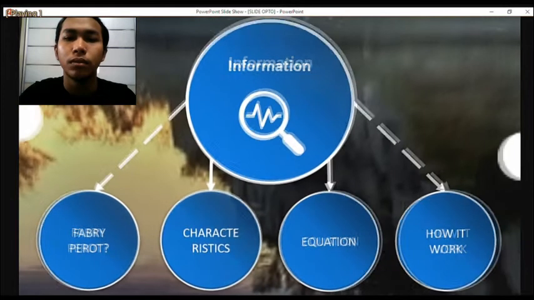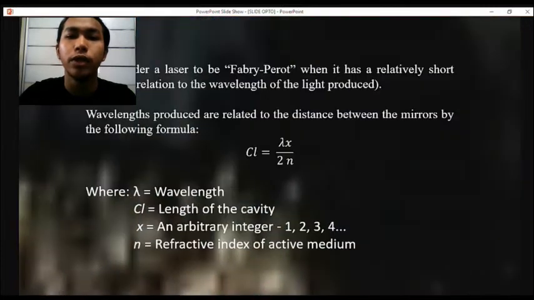So we move to the equation. We consider these Fabry-Perot lasers to be relatively short cavities. From the equation we can calculate the length of the cavity, which is L = sλ/2n, where s is an arbitrary integer and n is the refractive index of the active medium.